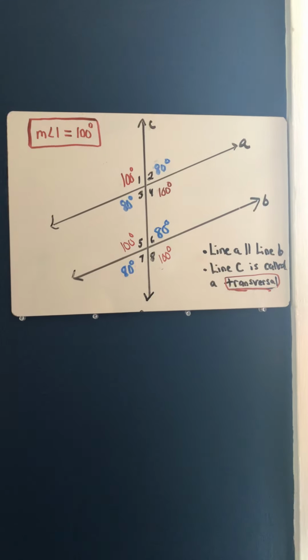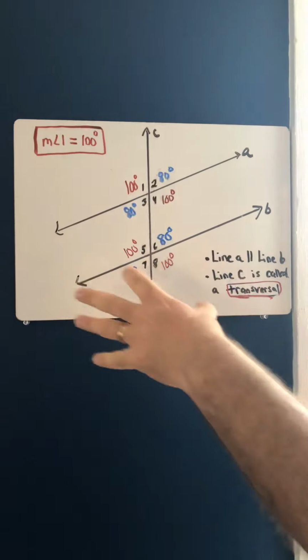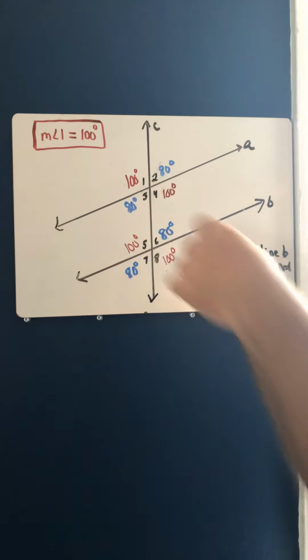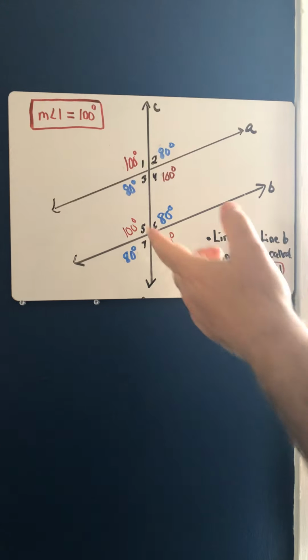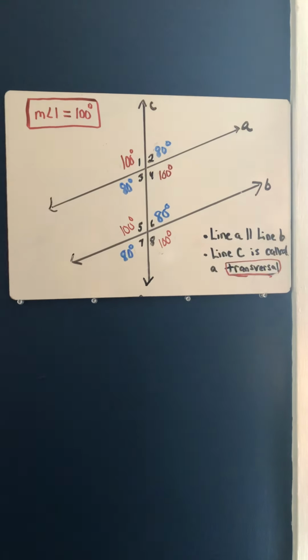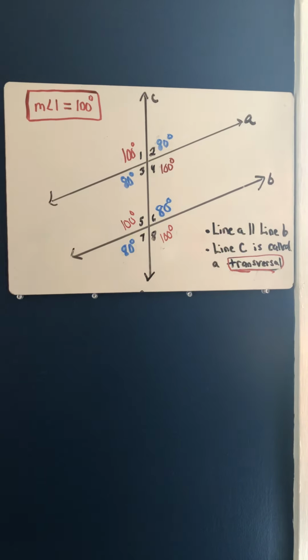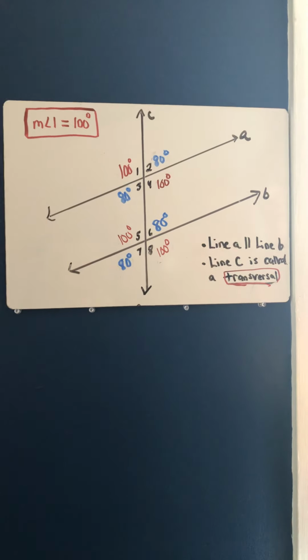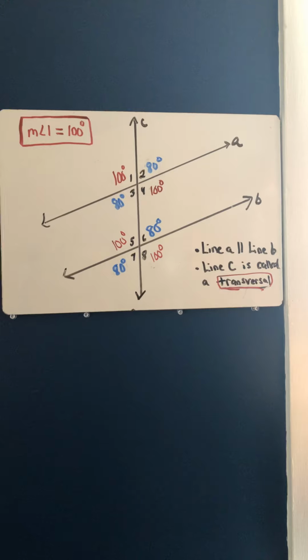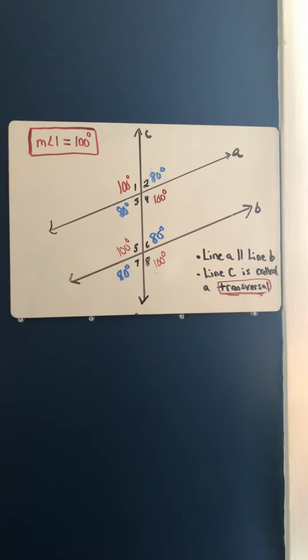So we started with a bunch of unknowns, but by recognizing this really important pattern, you can fill in all the angles. Half of them are 100 degrees, and the other half are 80 degrees. So that is the concept of how to find the missing angles when parallel lines are cut by a transversal.